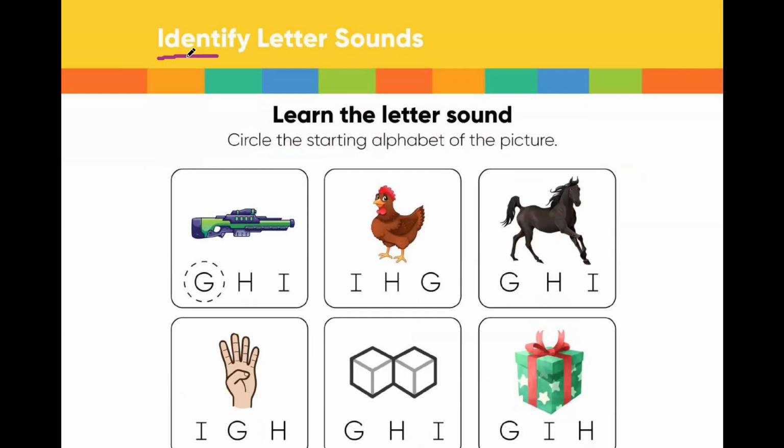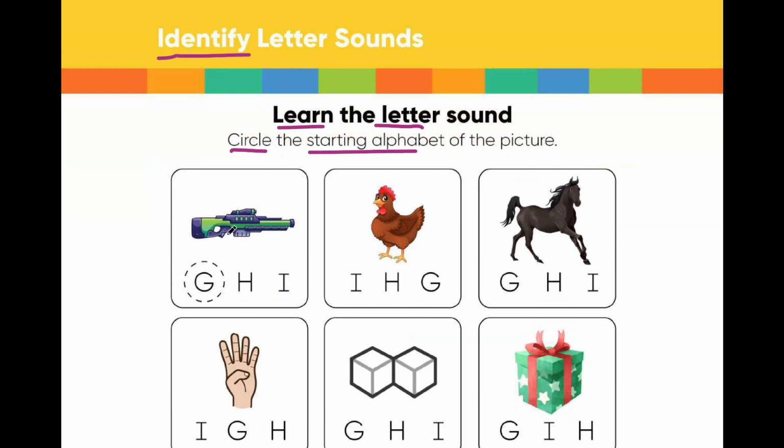Hi children, today we are going to identify the letter sounds. Here we have to learn the letter sounds, right? So first of all, we would circle the starting alphabet of the picture and then we would learn how we can pronounce the starting alphabet of that picture.